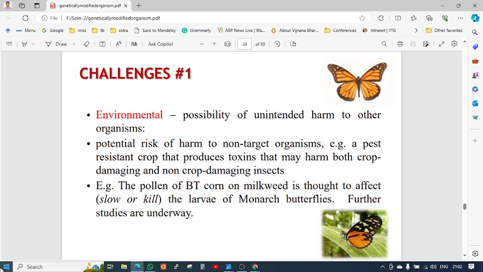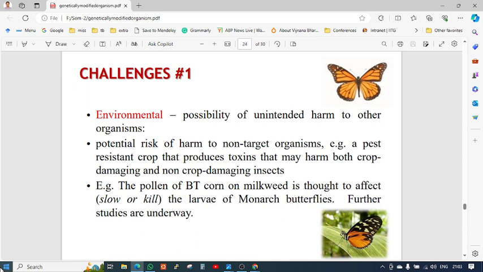So see, different challenges are there. For example, environmental challenges, the possibility of unforeseen harm to other organisms. So this is a possibility, because we have been keeping in mind the advantages, but along with the advantages there are some disadvantages also.